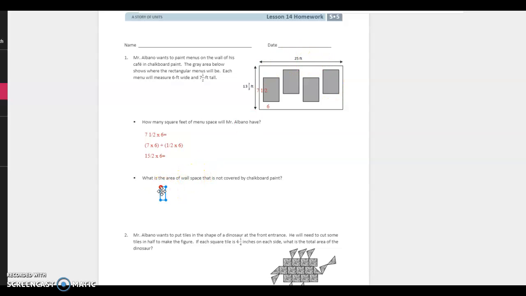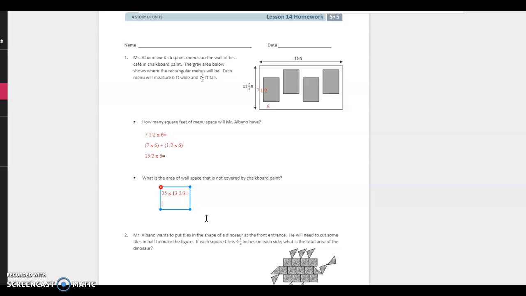So in here I would write 25 times 13 and 2/3. I need to figure out what that area is and then either add, subtract, multiply, or divide that answer from part A. Think about it. We're trying to figure out what the space is that's not covered by it. So what do we have to do?